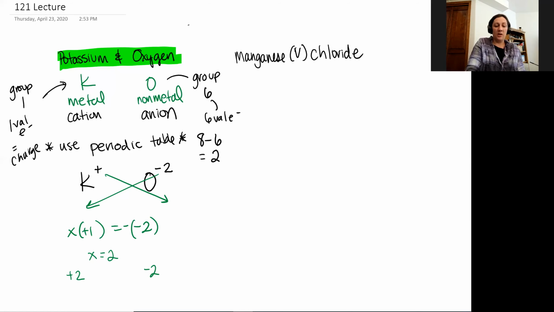With the crisscross, I take the 2 for my oxygen and it tells me I need 2 of these potassium, and the +1 for my potassium tells me I just need 1 oxygen. It's going to give me a chemical formula that is 2 potassiums and 1 oxygen, or K2O.